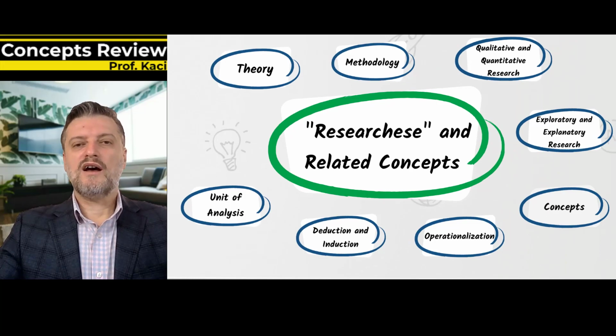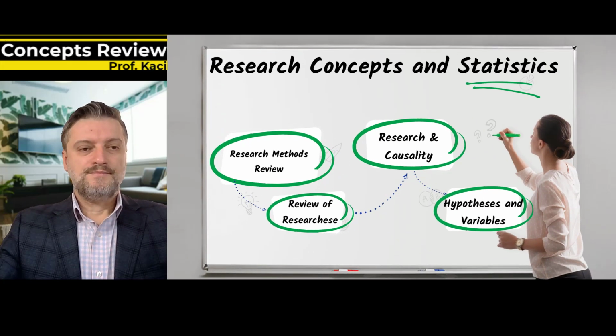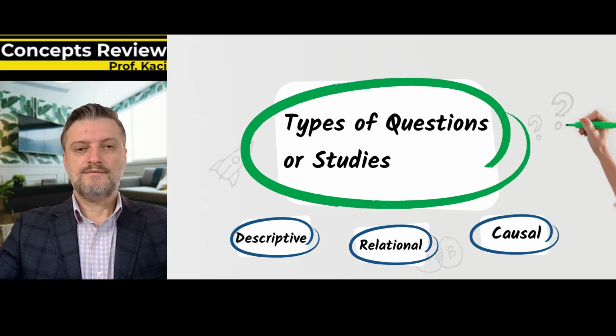Now let's cover other concepts such as research types and causality. There are three basic types of questions that research projects can address: descriptive, relational or correlational, and causal study. In any research project, one of these three types is usually selected and completed.